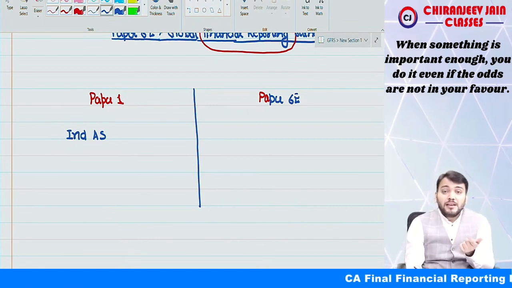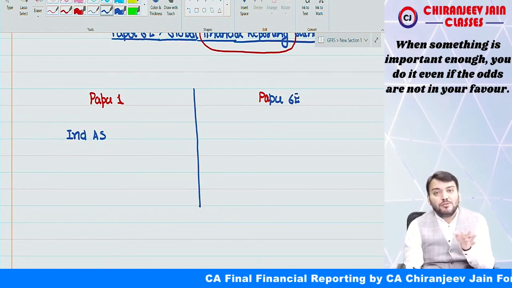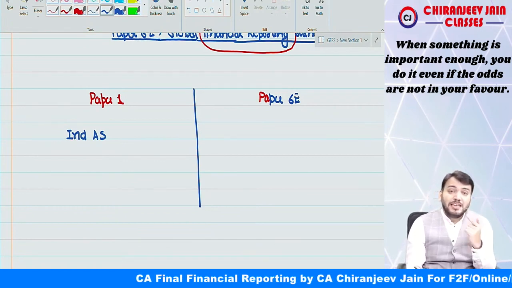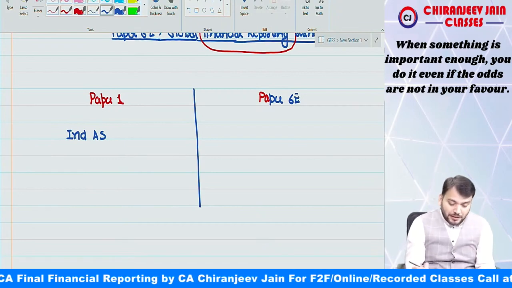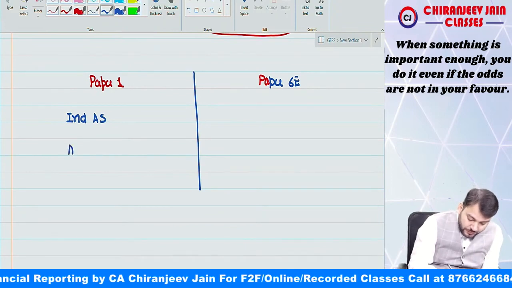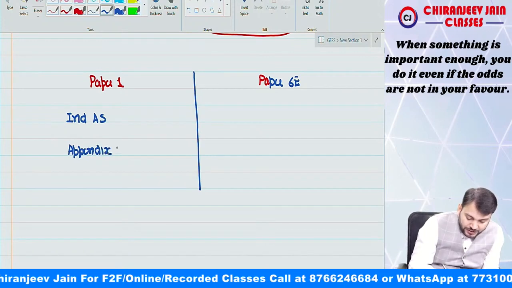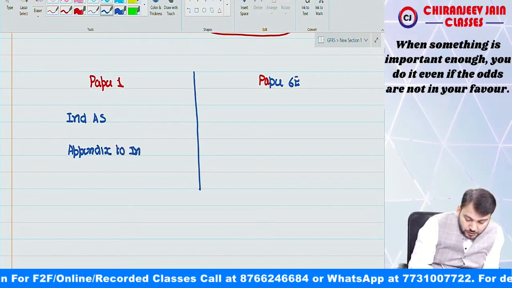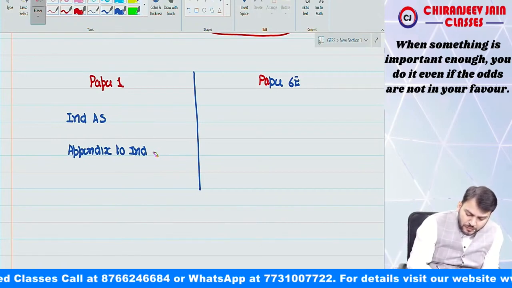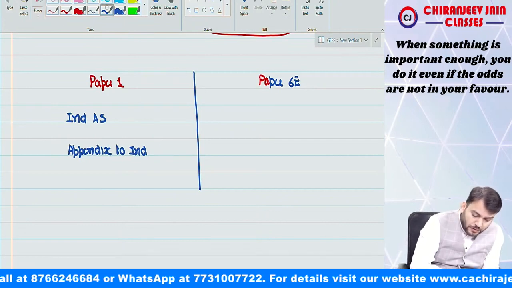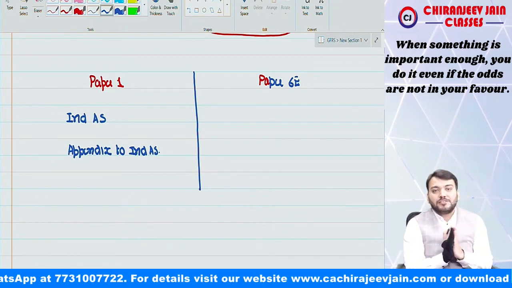For example, if I say Ind AS 103, when you have done Ind AS 103, you have done one Appendix C to Ind AS 103. When you have done Ind AS 10, you have done one Appendix A to Ind AS 10, if you remember. It means with Ind AS we have also appendices to Ind AS, correct? But in paper 1, there were some appendices which were not in the syllabus.